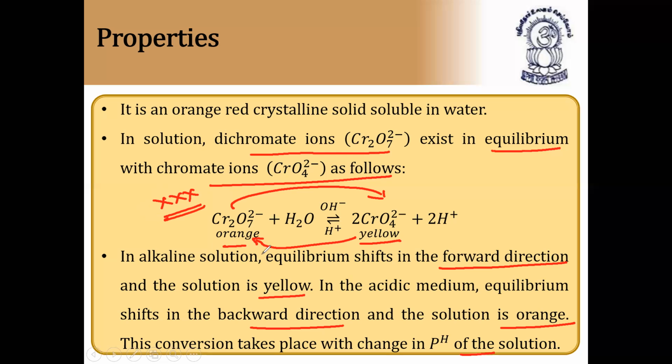So in alkaline solution, dichromate ion changes to yellow in color due to the formation of chromate ion. And in acidic medium, chromate ion changes to orange color due to the formation of dichromate ion. And these two are in equilibrium with each other. So it is clear. Next conclusion.